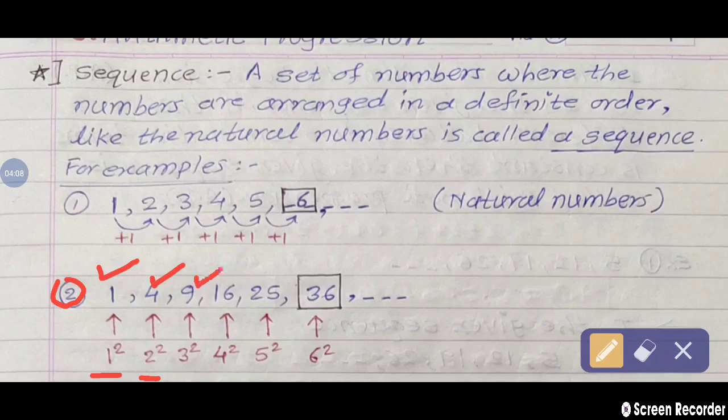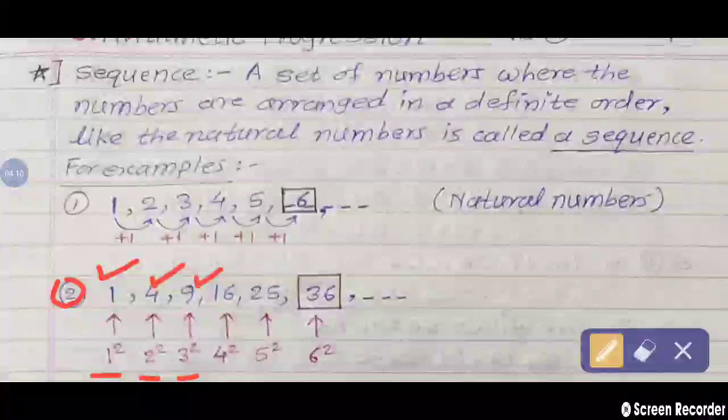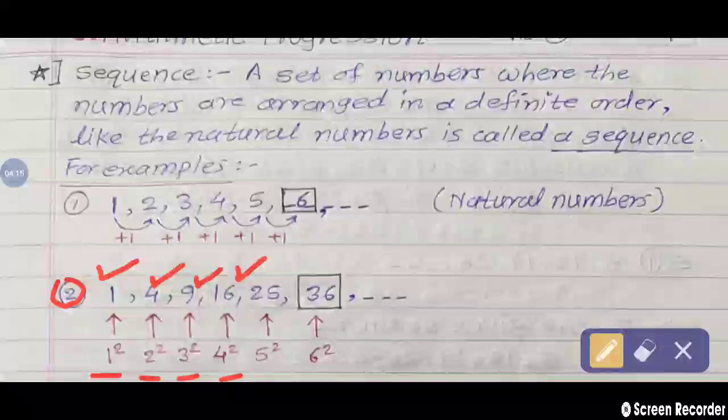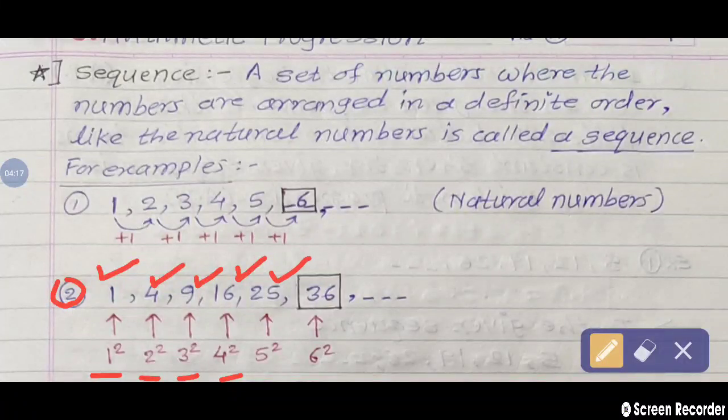The third position number is 9. That is the square of 3. The fourth position number is 16. 16 is the square of 4. 25 is the square of 5. So what is the next position number? So if we observe these numbers carefully, the squares of natural numbers form the sequence 1, 4, 9, 16, 25. After that, the sixth position, what number are we getting? That is the square of 6.